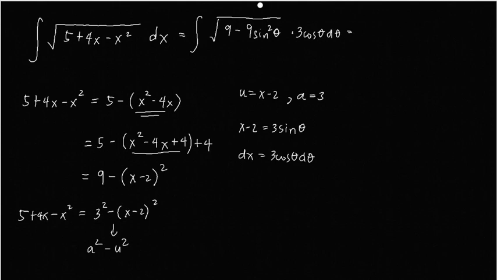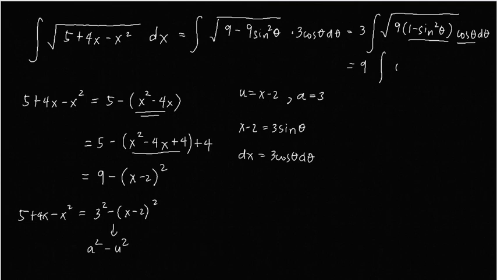So factoring out 9 inside the square root, we have 3 times the integral of the square root of 9 times the quantity 1 minus sine squared of theta, then cosine of theta d theta. Take note that the square root of 9 is 3, so 3 times 3 is 9. Then this must be the integral of cosine squared of theta. And then the square root of cosine squared theta is simply cosine theta, and then we have an additional cosine theta here, giving us cosine squared of theta d theta.